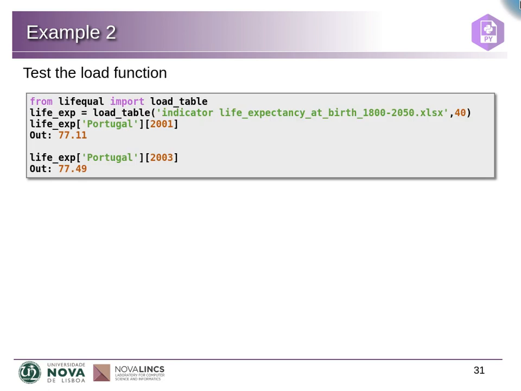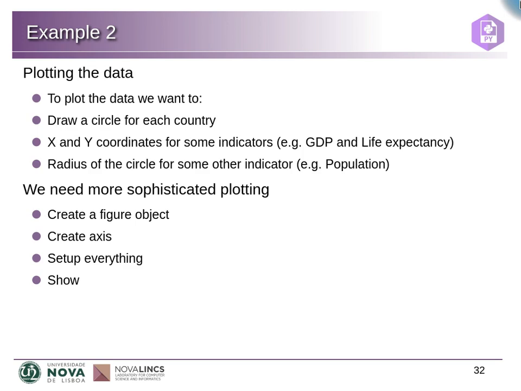We need to think about how to create the image. So we're going to plot the data by drawing a circle for each country with a specific color, a different color for each country. The X and Y coordinates will be taken from some indicators, for example, GDP and life expectancy, but we don't want to fix our code into that. We want to allow the user to choose what are the values for the X. And the radius of the circle, we'll use some other indicator, but we also want to leave that free. So we want to make the function more general than just for this particular case.